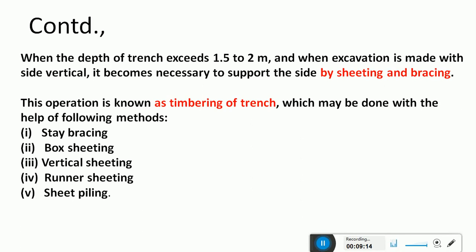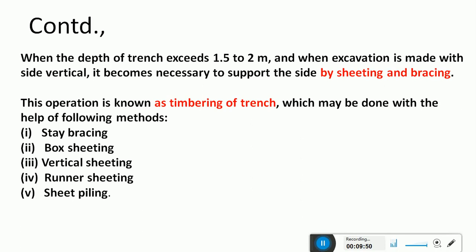This is what I was telling: whenever you have to go deeper, usually at a depth of more than 1.5 to 2 meters, there is a risk of mudslides and falling of the soil. The slopes may not be stable, and it may lead to accidents, and it will also cause inconvenience for the laying of the sewers and for the workers who are working. So in that case we will do a process called timbering of the trench.